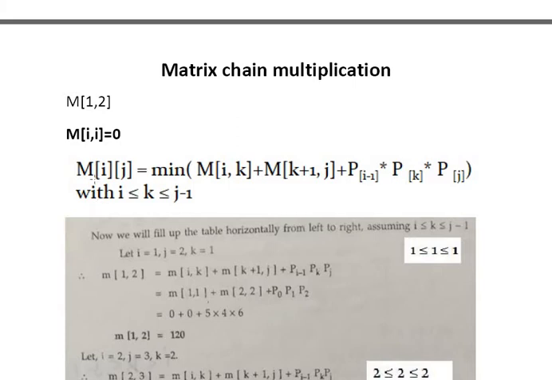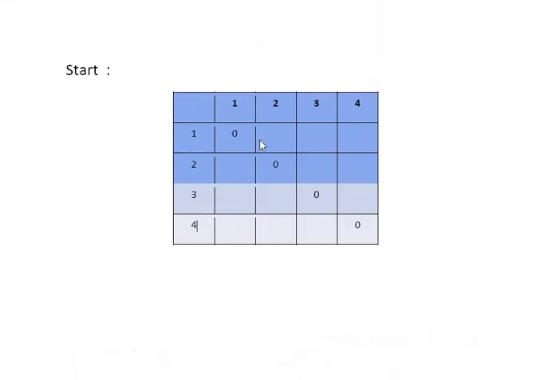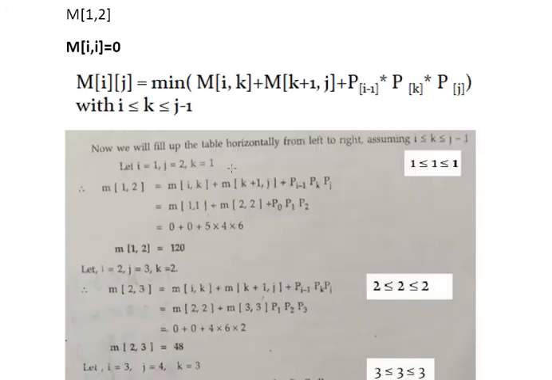So you have to write the condition first of all: m of i j equals minimum of m of i k plus m of k plus 1 comma j plus p of i minus 1 multiply p of k multiply p of j. And the main condition is i is less than or equal to k less than j. So we have to find the value of m of 1 2. Here i equal to 1, j equal to 2. So here the k value is important.